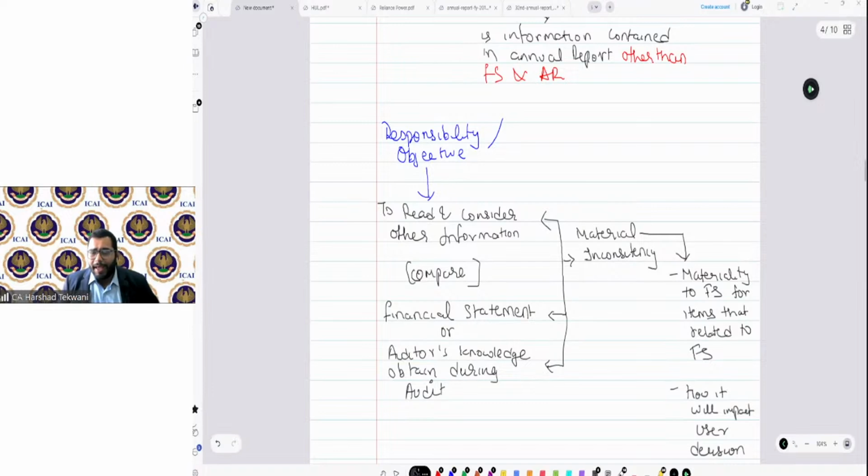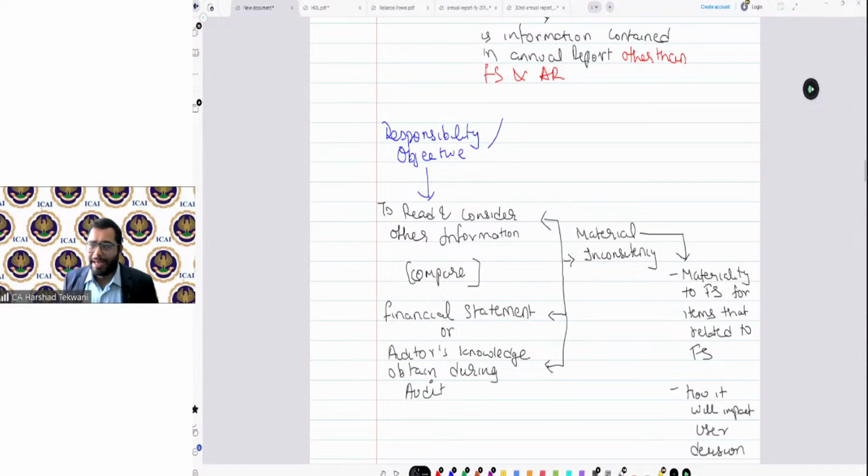So that's why, in case of corresponding figures, I'm not issuing an opinion unless and until there is a misstatement. That's why we do not specifically refer to the previous year auditor, because by default it is being covered throughout the process.